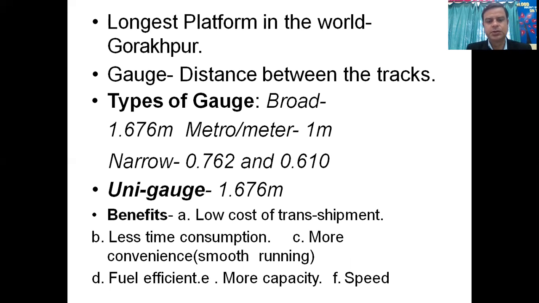Benefit of railway is low cost for transshipment, means for transferring any goods from one place to another. It is one of the cheapest modes of transport. Less time consumption because we have a separate track for it, so very less time is required. More convenient for smooth running, because no traffic jams and no other problems, so more convenient, fuel efficient, more capacity, and the most important part is speed.